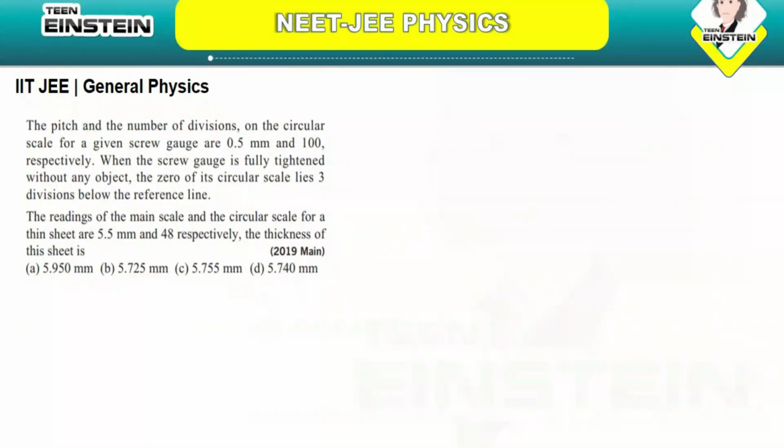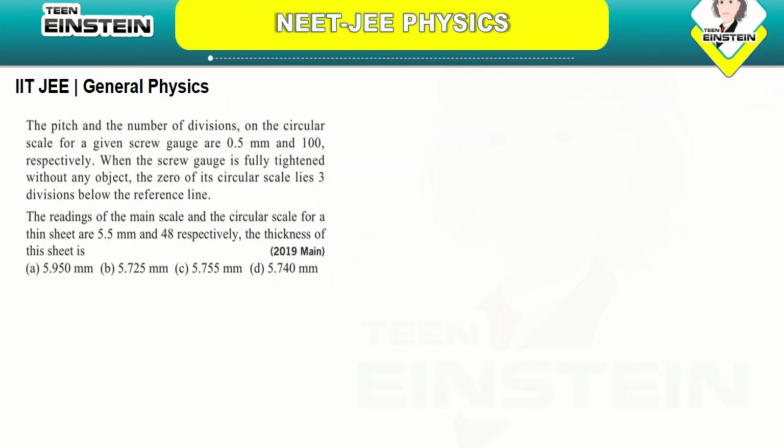The pitch and the number of divisions on the circular scale for a given screw gauge are 0.5 millimeter and 100 respectively. When the screw gauge is fully tightened without any object, the zero of its circular scale lies 3 divisions below the reference line. The readings of the main scale and the circular scale for a thin sheet are 5.5 mm and 48 respectively. The thickness of the sheet is.